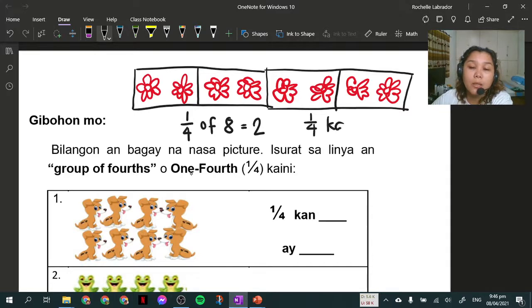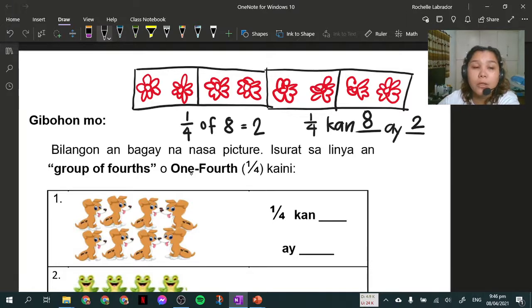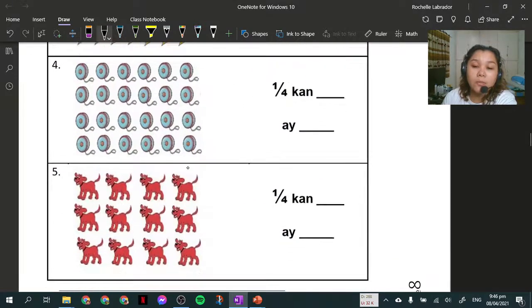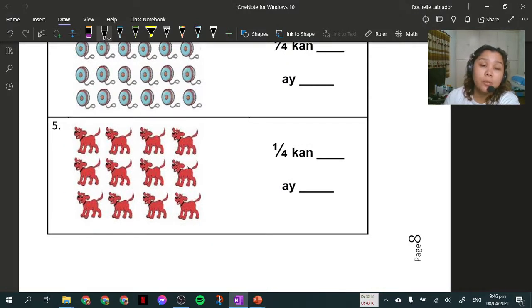Okay. So, from the given task or activity below, pwede yan i-replace natin. 1/4 can blank ay blank. So, 1/4 can, you need to count all the objects, which is 8. And then what is the answer? 2. So that is how you are going to answer this activity on page 8. So pause to finish this part.